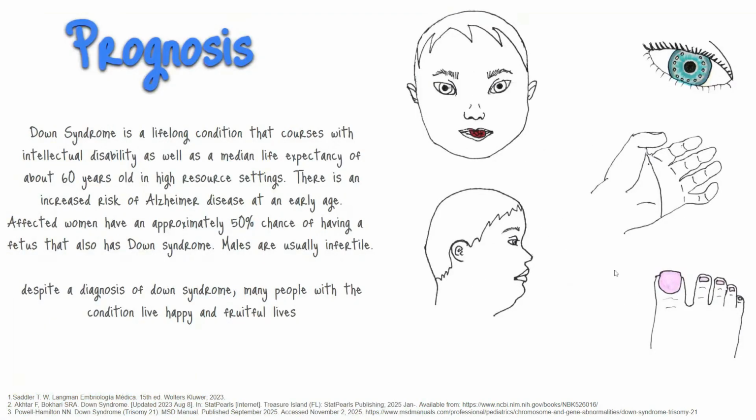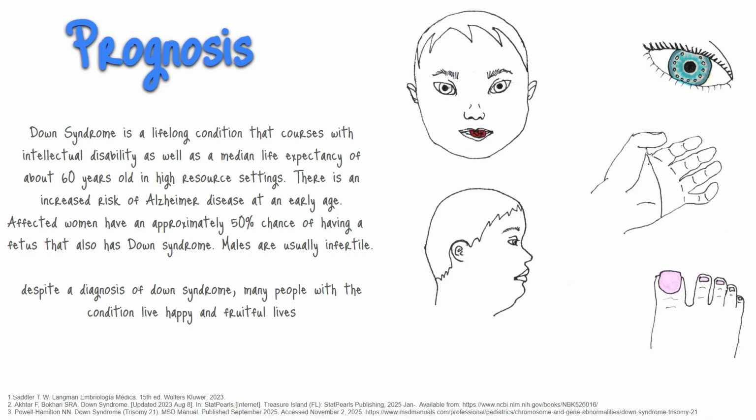Prognosis: Down syndrome is a lifelong condition that comes with intellectual disability as well as a median life expectancy of about 60 years old in high-resource settings. There is an increased risk of Alzheimer's disease at an early age. Affected women have an approximately 50% chance of having a fetus that also has Down syndrome, and males are usually infertile. It's good to know that despite a diagnosis of Down syndrome, many people with this condition live happy and fruitful lives.